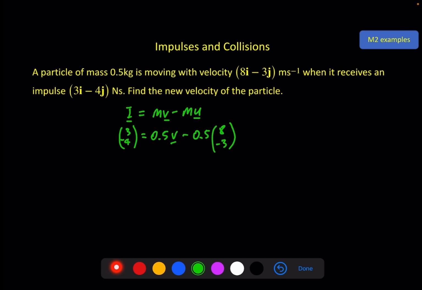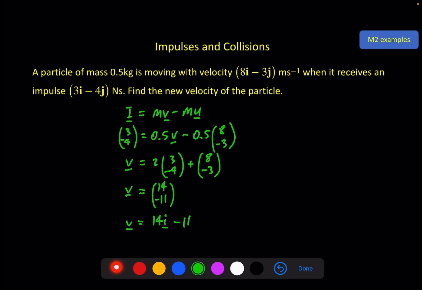So I'll just multiply everything by 2 and make v the subject. That will give me 2 lots of this, (3, -4), plus (8, -3), which gives me 14 for the i component and -11 for the j component, and I will put it back into that form because the question had it in that form. So I'll finish with this, the new velocity of the particle.